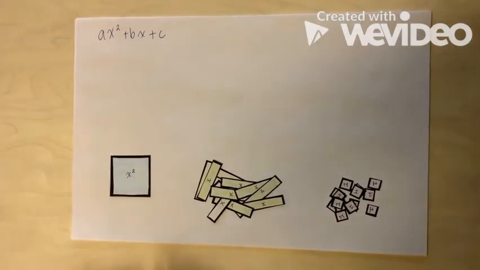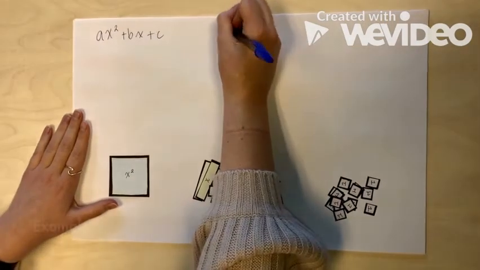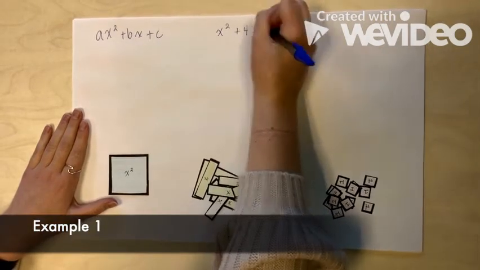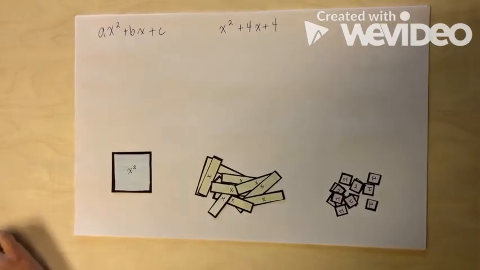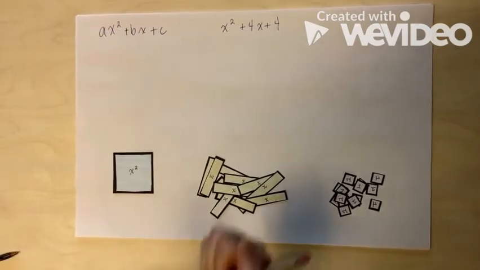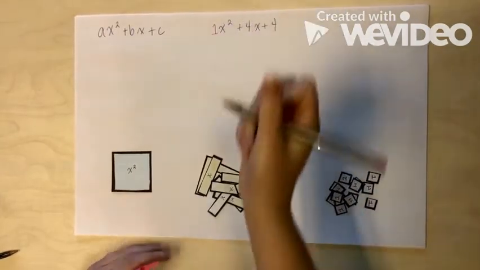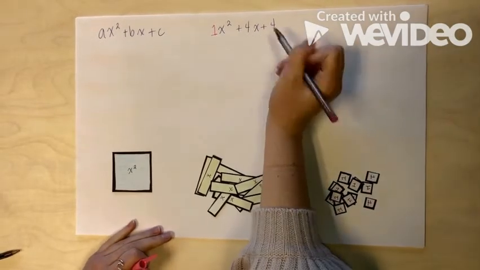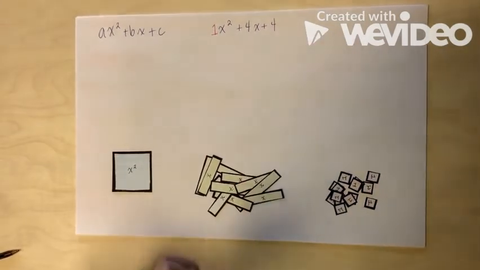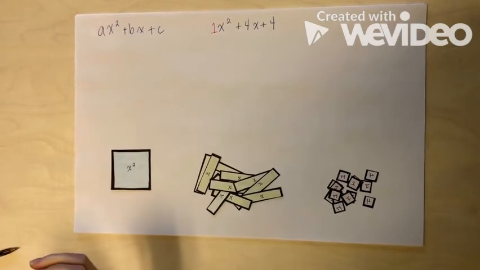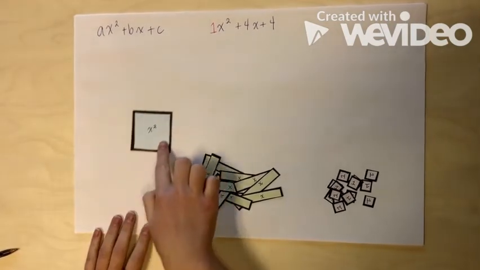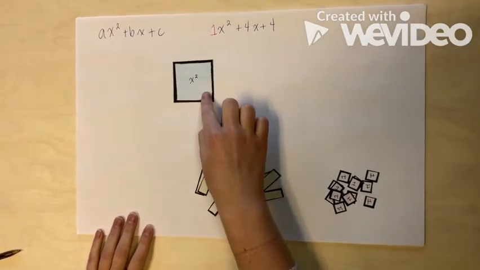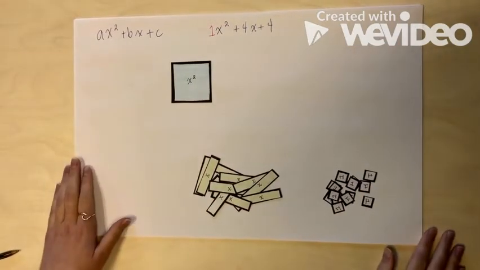So let's go ahead and look at an example. If I have x squared plus 4x plus 4, in this case, this would mean that a is going to be 1, b is going to be 4, and c is also going to be 4. So when I model this, we want to make a square out of these tiles. So the first piece we're going to use is, since we have 1x squared, I'm going to use one of my blue x squared pieces.